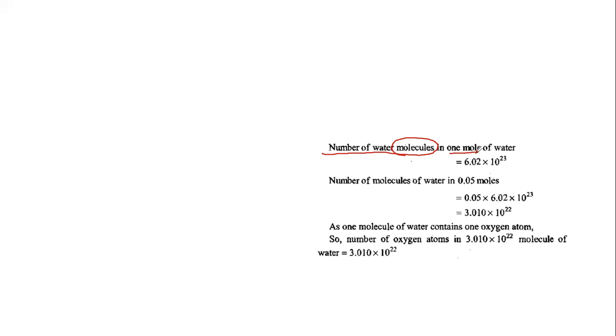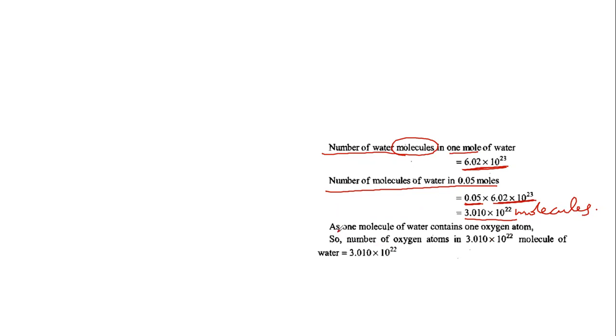Now in 1 mole, how many molecules will be present? We know 6 into 10 power 23 molecules. Then the number of molecules in 0.05 moles will be number of moles into Avogadro number. If you take this, we get 3 into 10 power 22 molecules of water.